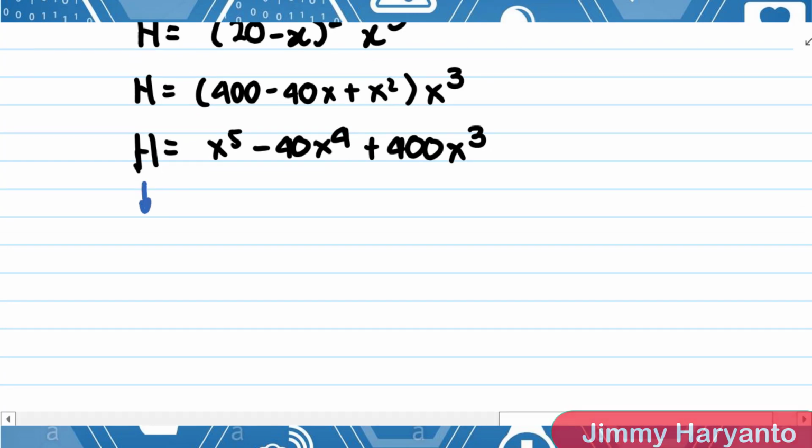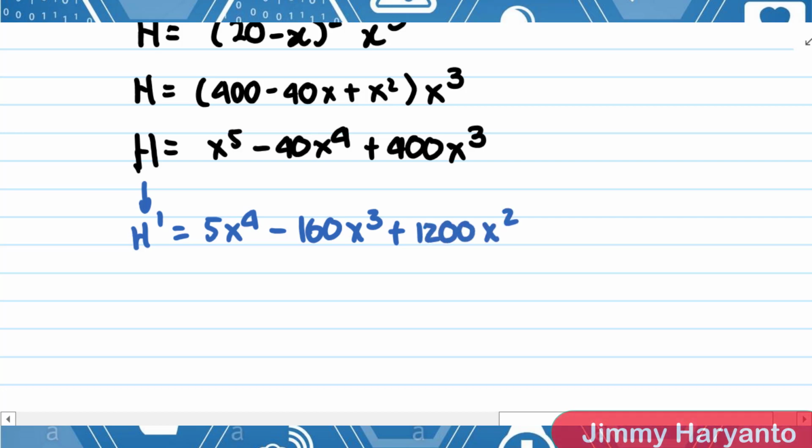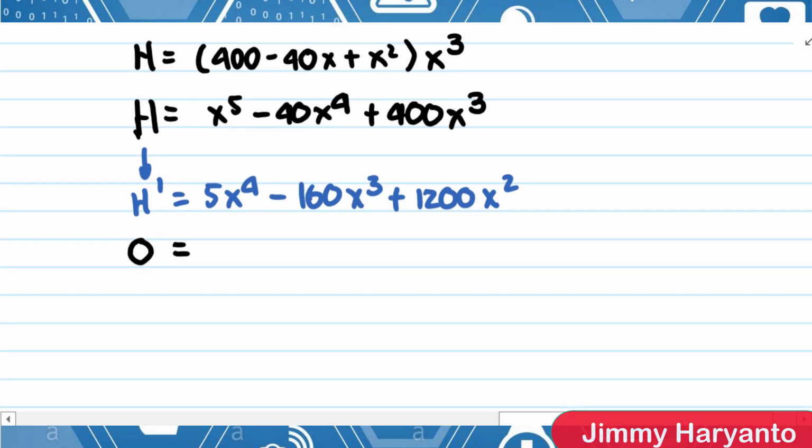Yeah. So the next thing is h prime, the first differentiation. 5x to the power of 4 minus 160x to the power of 3 plus 1200x to the power of 2. And the next thing is to make it 0. 0 equals, I can factorize the 5x square, I guess. 5x square in the bracket, x square minus 32x, and then plus 240.